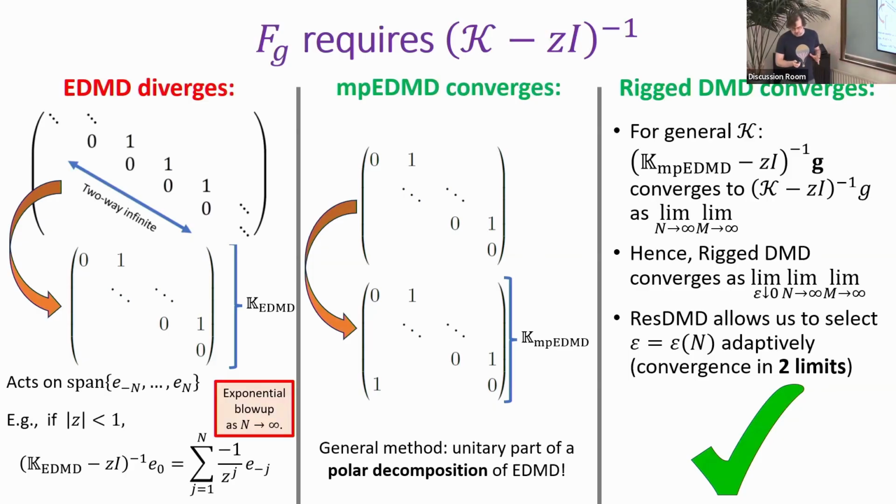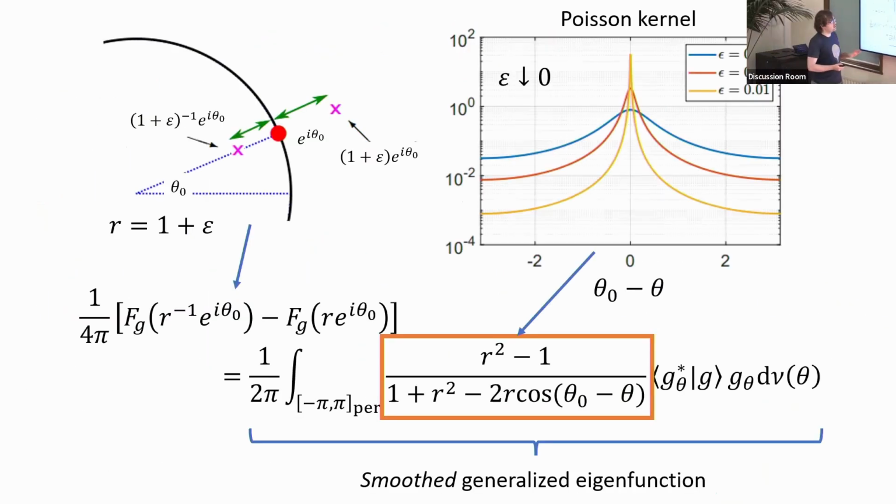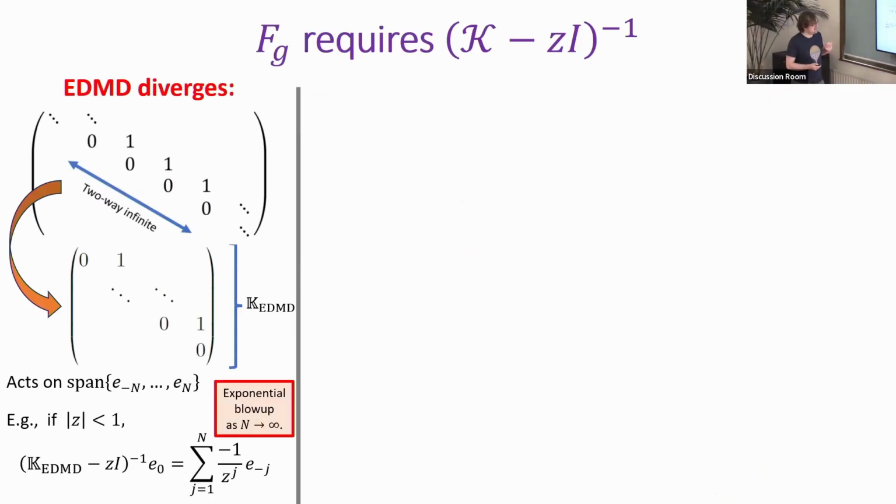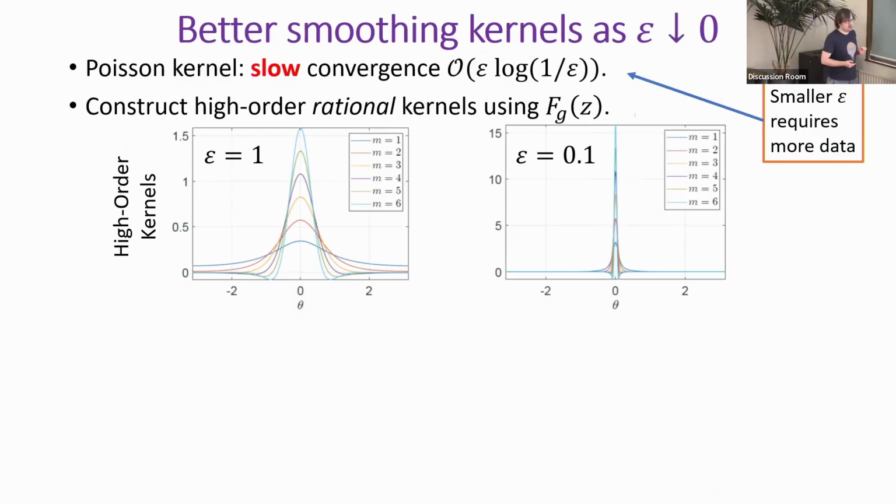Okay, so that's not quite the end of the story. The Poisson kernel is a rubbish kernel, dare I say it. The reason is it converges slowly at order 1 rate. So if you look at the convergence rate of these approximations applied to, for example, test functions, you get a very slow order 1 convergence up to some logarithm.